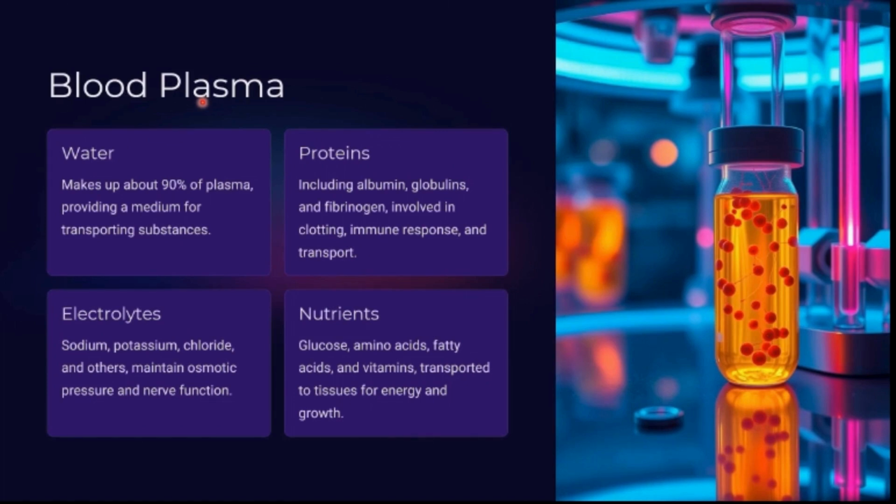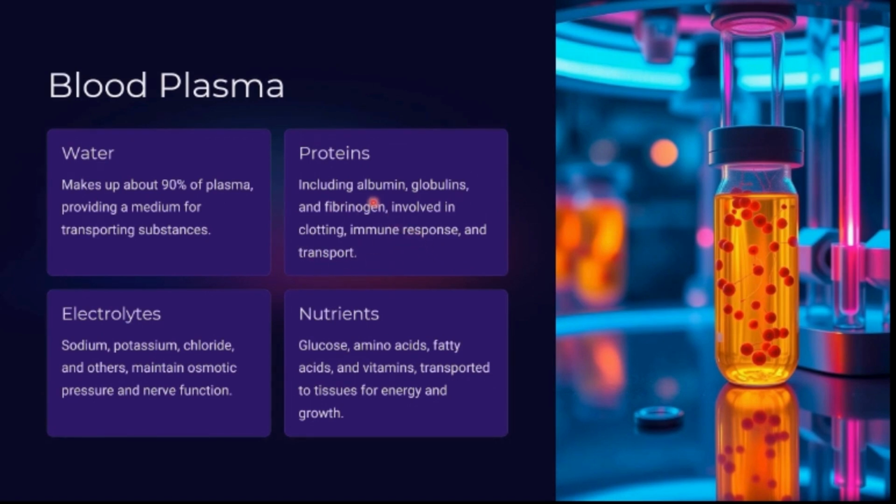So we have key proteins in the plasma. These are albumin, fibrinogen and globulins. Albumin maintains the osmotic pressure and transports various substances, whereas fibrinogen is a key protein in blood clotting. Globulin is involved in immunity, antibodies, clotting and transport. So the key proteins are albumin, globulin and fibrinogen, involved in clotting, immune response and transport.